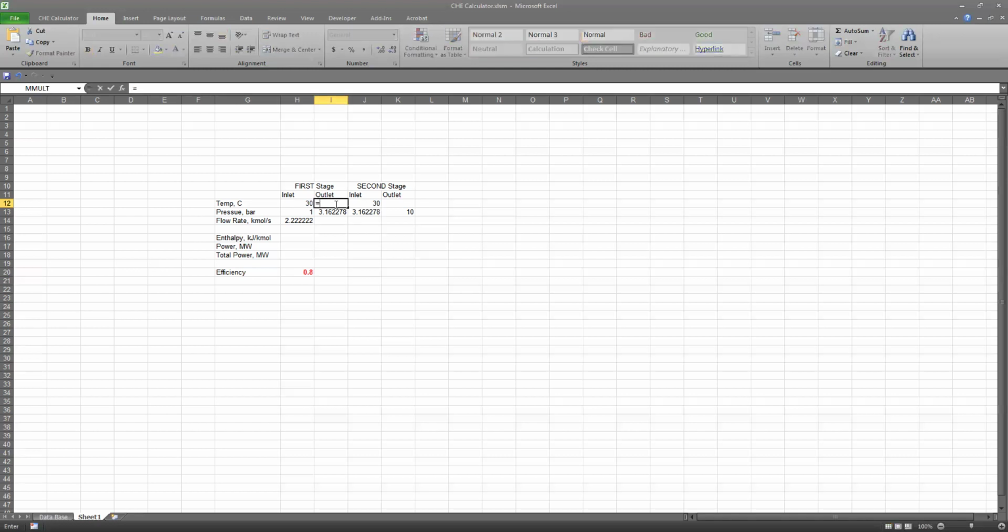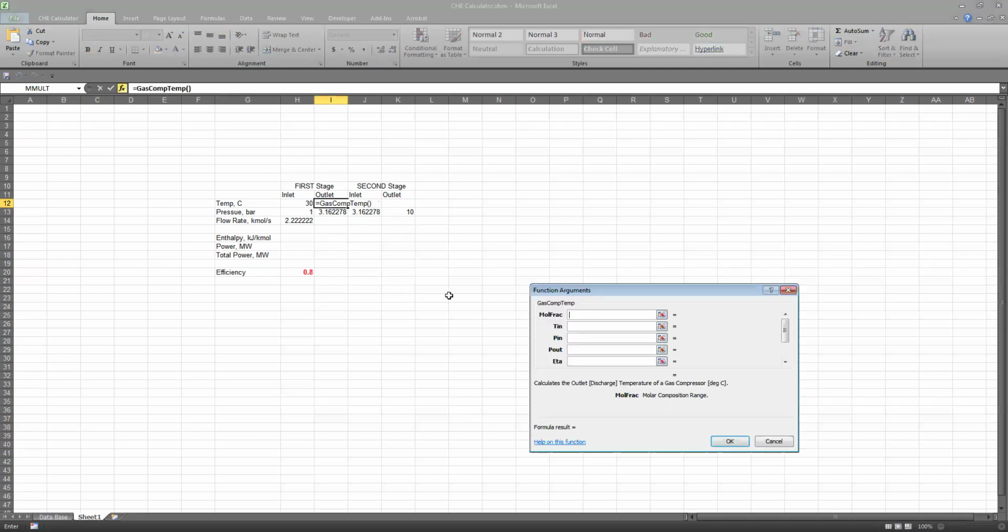For that, we use the function GasCom temp, and we enter our data. The mole fraction is our component 1. As you see, it's oxygen. The inlet temperature is 30 degrees. The inlet pressure is 1 bar. The outlet pressure is 3.16, and the efficiency is 0.8.